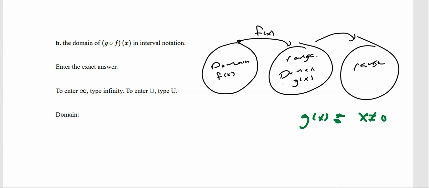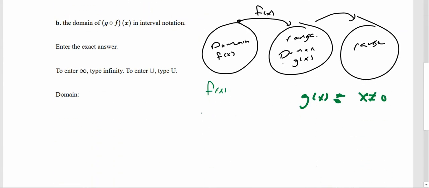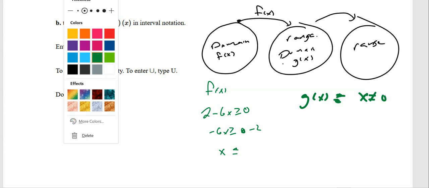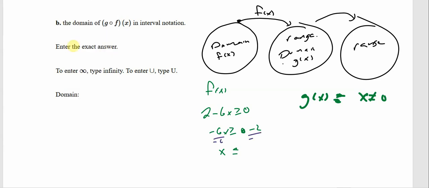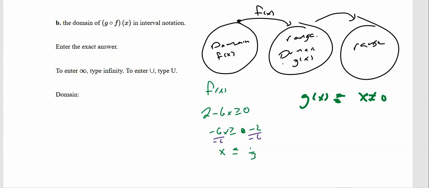Now, I also know for f of x, since it's a square root, and it was the square root of 2 minus 6x, that 2 minus 6x has to be greater than or equal to 0. We can subtract 2 from both sides and divide by negative 6. Since we're dividing by a negative number, we have to flip the inequality symbol over. So that means x is going to be less than or equal to 1/3.